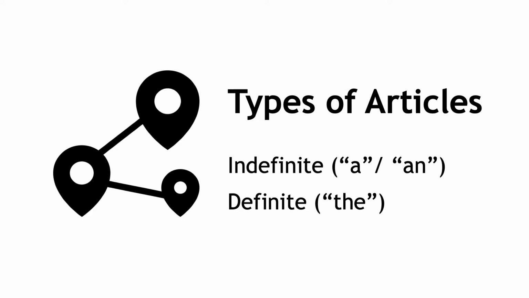So we have two types of articles. Indefinite articles include a for the nouns that start with a consonant sound, such as boy, cat, and dog, and an for the nouns that start with a vowel sound, such as apple, exercise, and umbrella. The definite article has only one form, the.